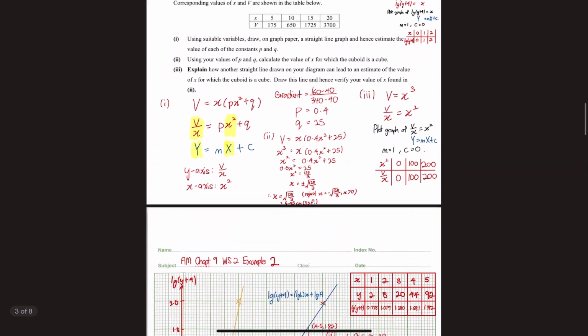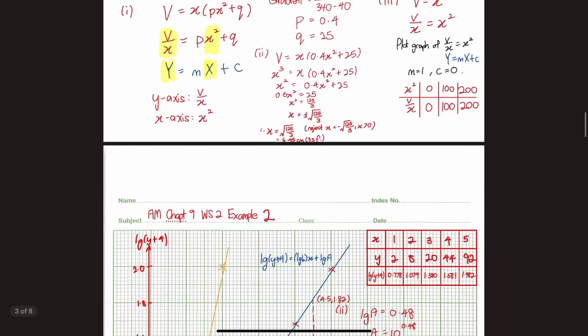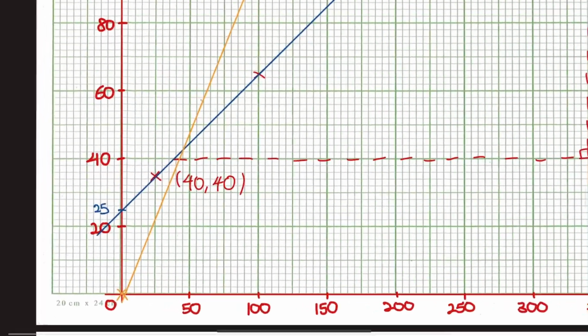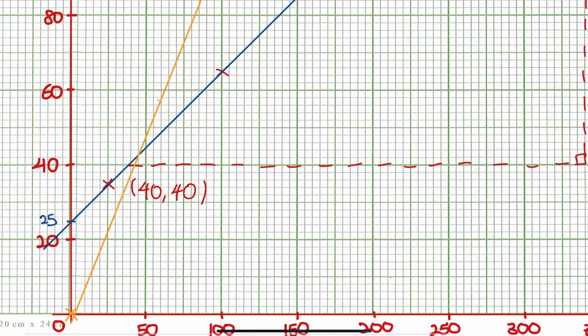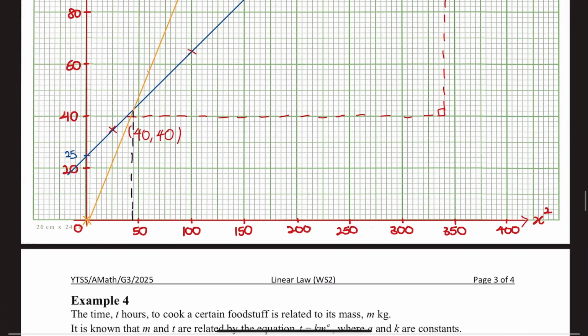Based on this, I have now drawn the line and hence verify the value of x found in part 2 over here. So if I were to analyze this graph here, I look at the intersection point, I can see that they intersect at maybe about 45. Maybe draw a marking here. The intersection here is about 45.